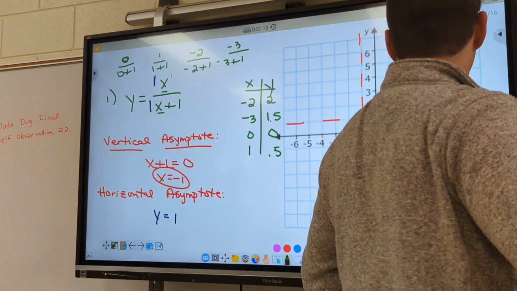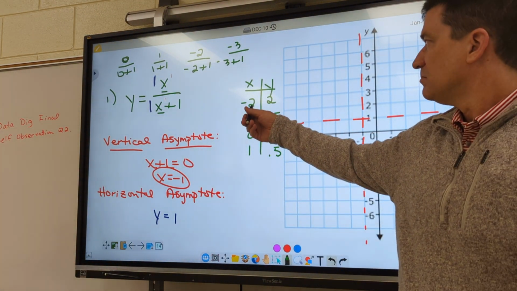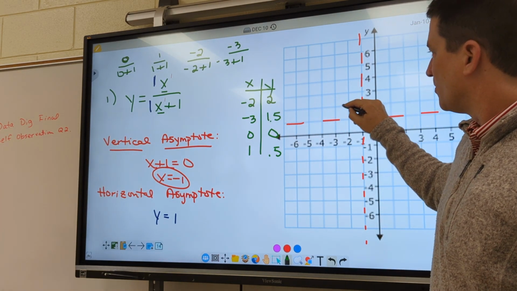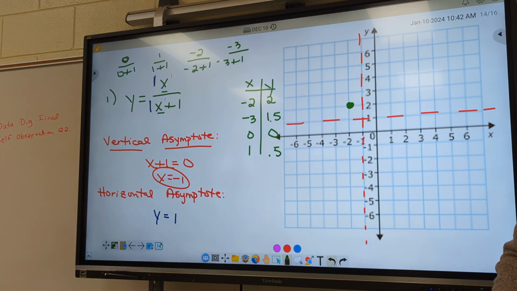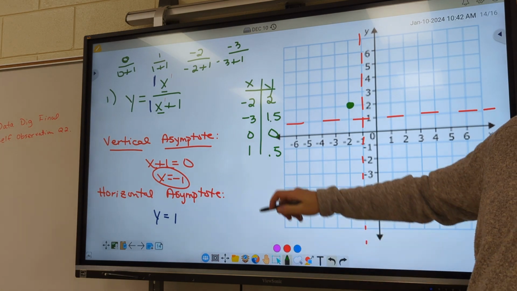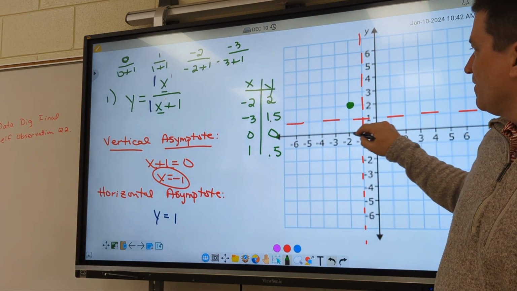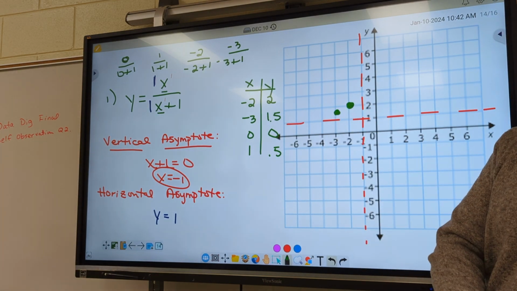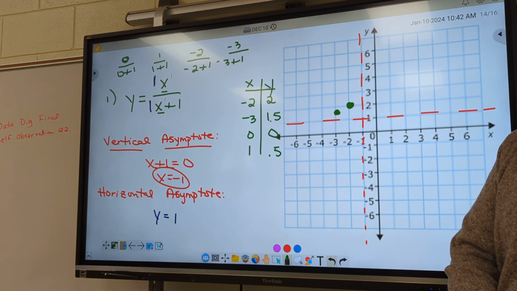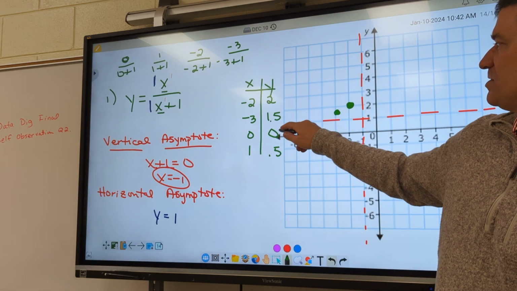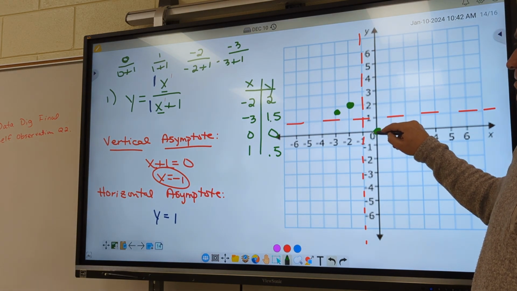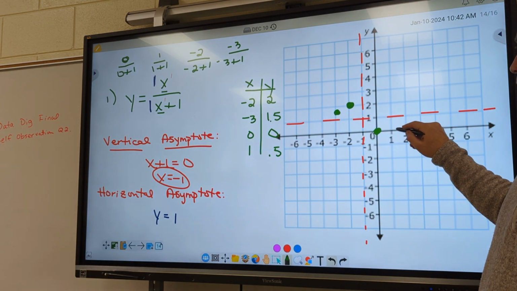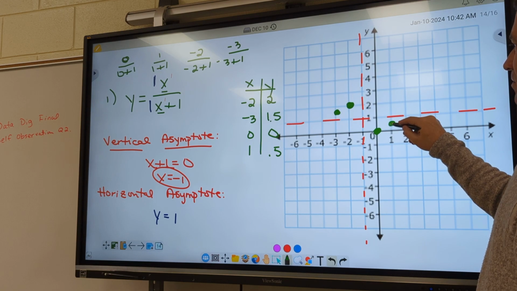All right, last step, we're going to graph these 4 points. So I got to go -2 and up 2. So -2, up 2, everybody put a point right there. All right, I got -3 up 1.5. How do I go up 1.5? Go up 1.5. Put a point right there. The third one's 0, 0. That's right in the middle. And the last point is over 1 up 0.5 means I go up 1/2 right there.